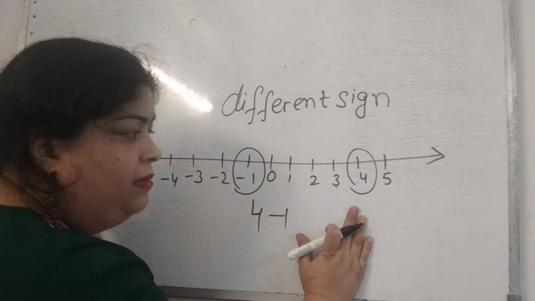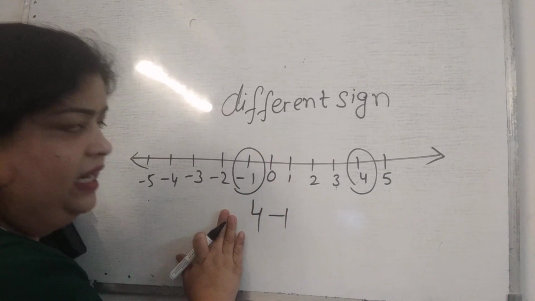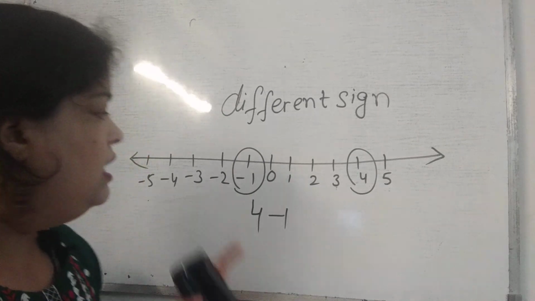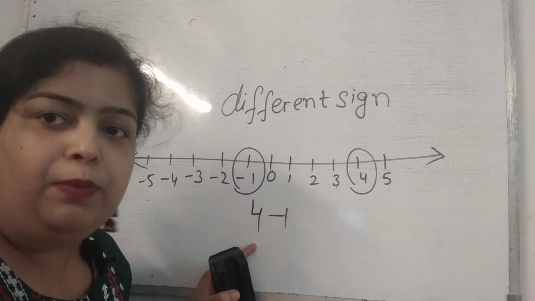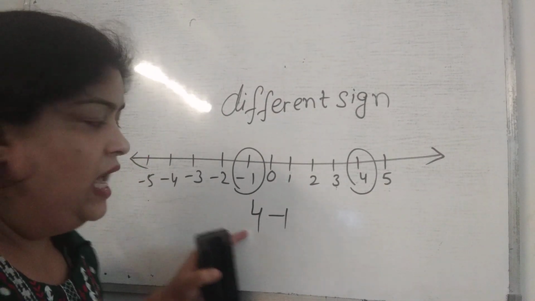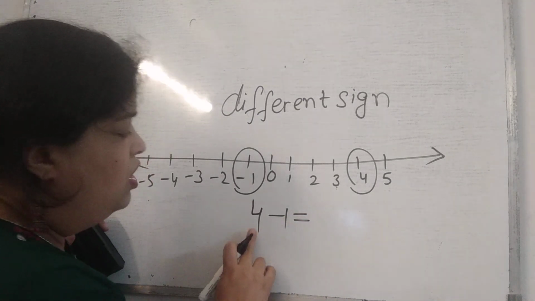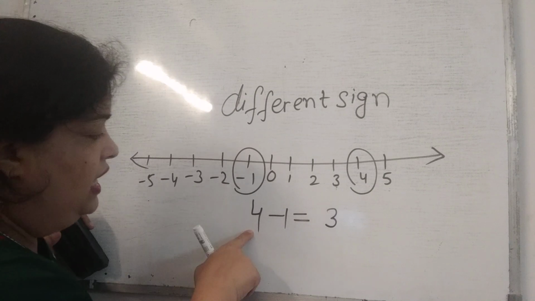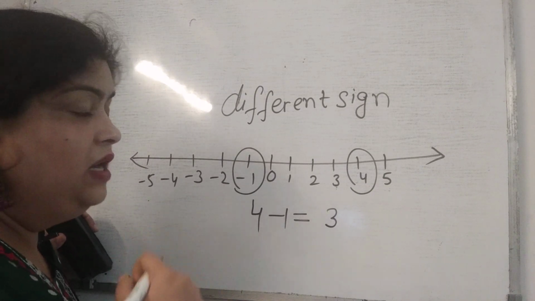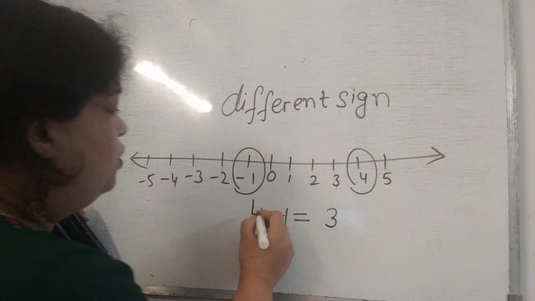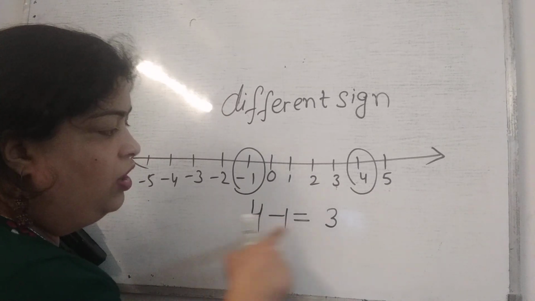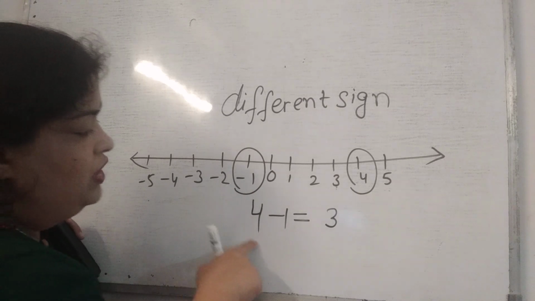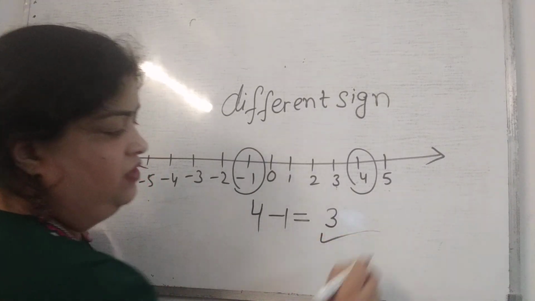When one number is positive and the other one is negative, then you will subtract them, and you will put the larger number's sign in the answer. Like 4 minus 1 is 3. But you can see here 4 is greater, 4 is a bigger, 4 is a powerful number. So you will carry the sign of 4 in the answer. But we can see that 4 is positive. So the answer is positive. Okay?